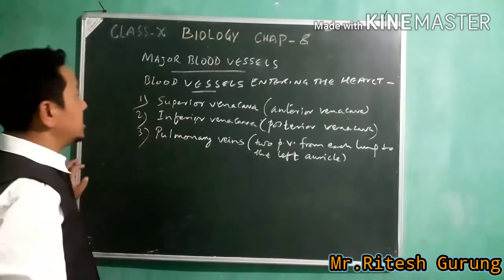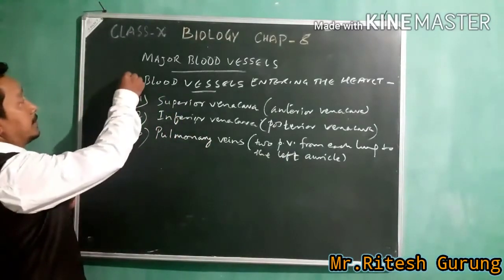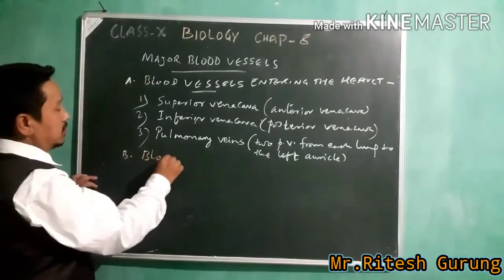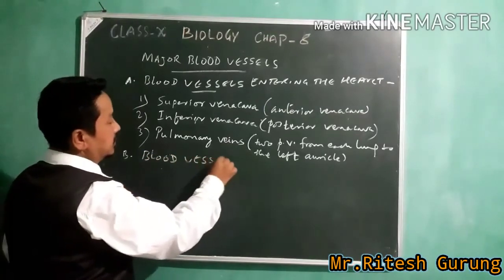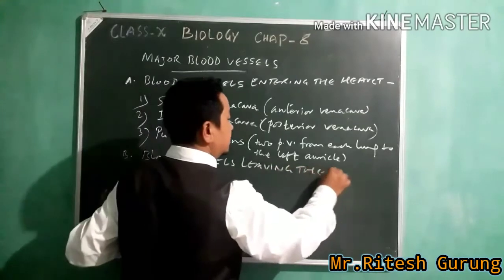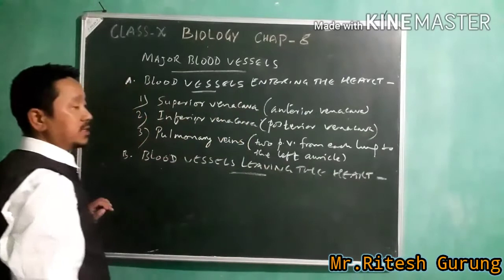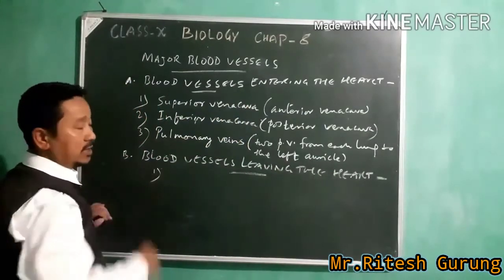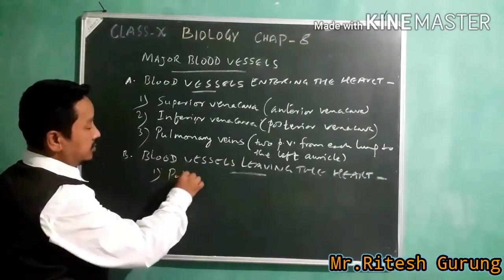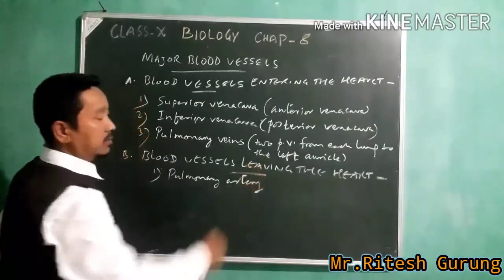So these are the blood vessels entering the heart. And then what is there? Blood vessels leaving the heart. Which are the blood vessels leaving the heart? Number one, you see here, your pulmonary artery.